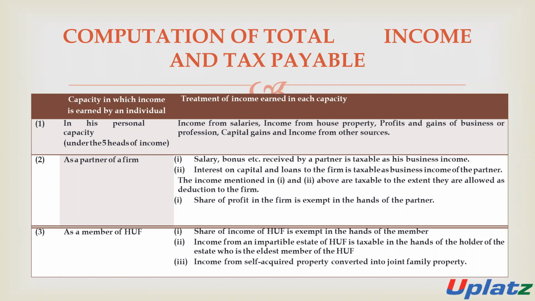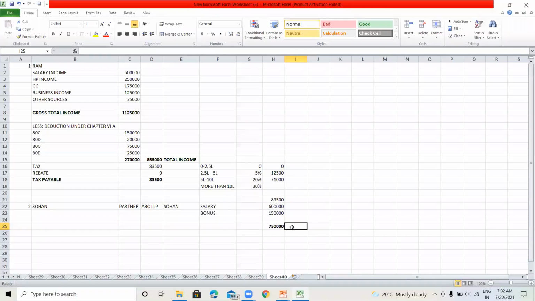Mr. Sohan earned interest on the capital contributed by him. He received interest on capital or interest on loan. Then it will be taxable as business income. It will also be taxable as business income, whether it is interest on loan or interest on capital.